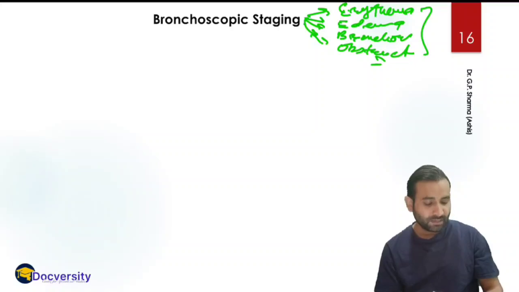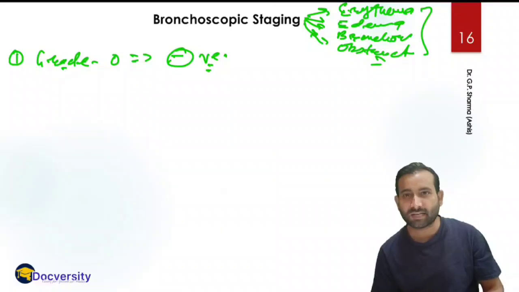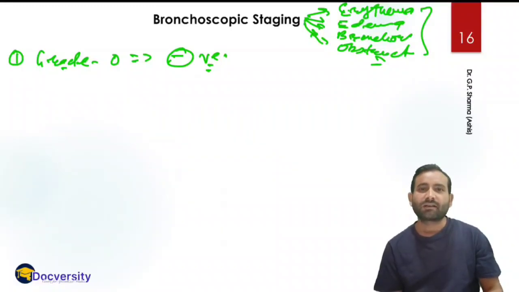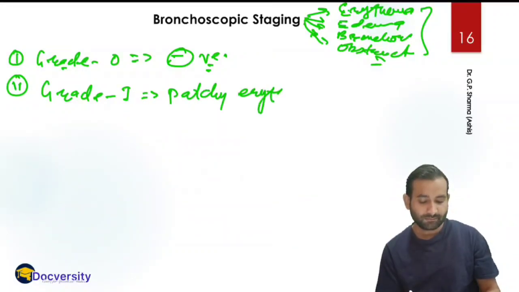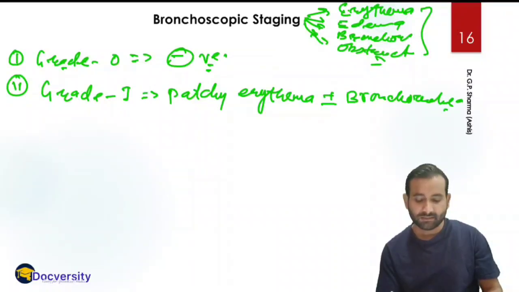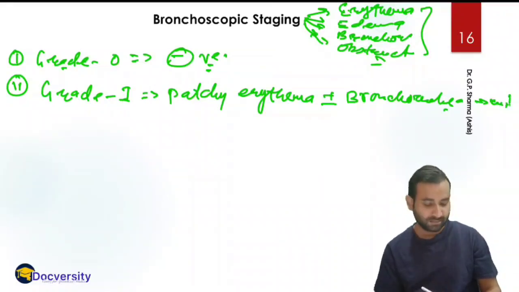So let's see. Grade 0, number 1. Under the bronchoscopy, if all those 4 parameters are negative, then we say this is grade 0 inhalational injury. Next one, we see the grade 1. Grade 1 means we will see the patchy erythema, plus minus there will be the secretion, bronchorrhea. Then we say this is the grade 1. Grade 1 is mild. This is mild grade of the inhalation injury.